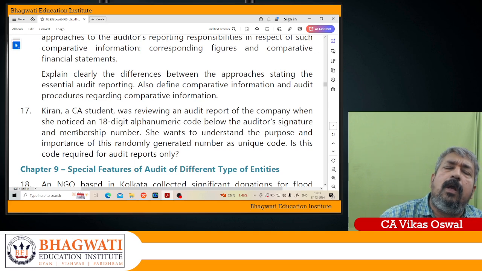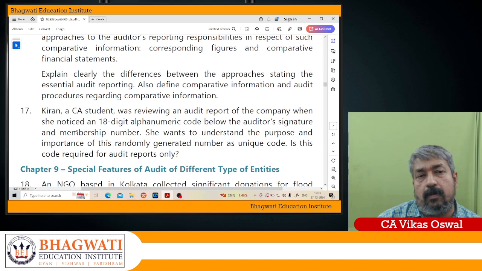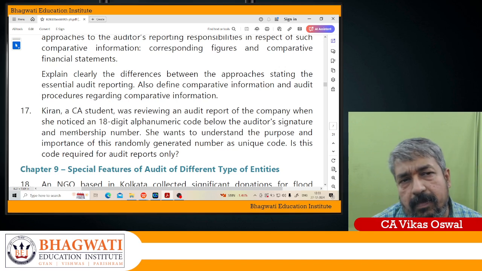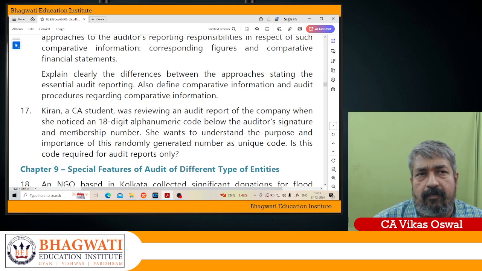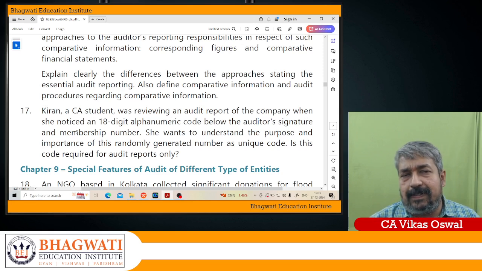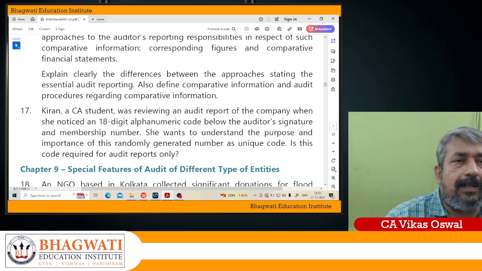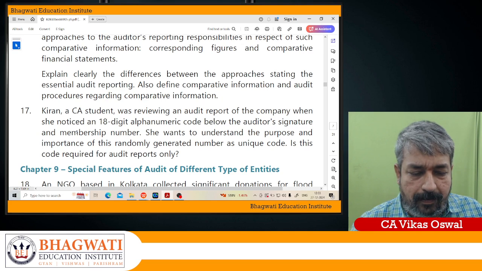And this UDIN is required not only for audit reports but also for certificates. You can't make a statement that it is only required for audit reports. No, it's not that way. It is required for various certificates also. Okay, so this is how it is. These are the questions which are there in the topic of the audit report.